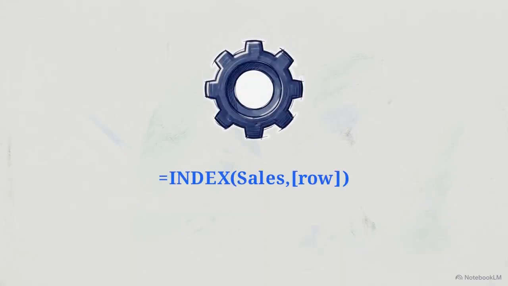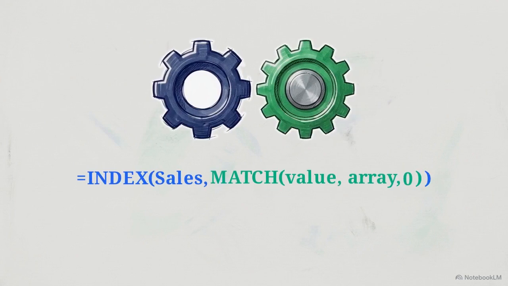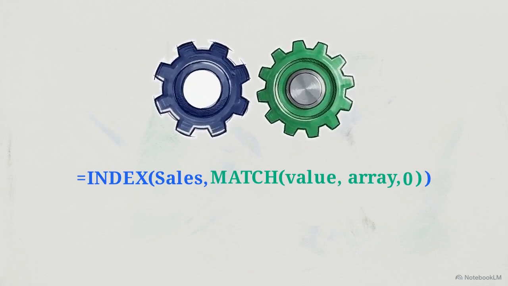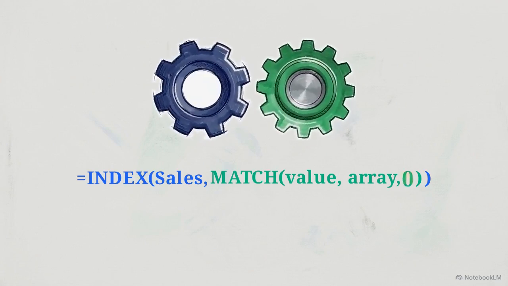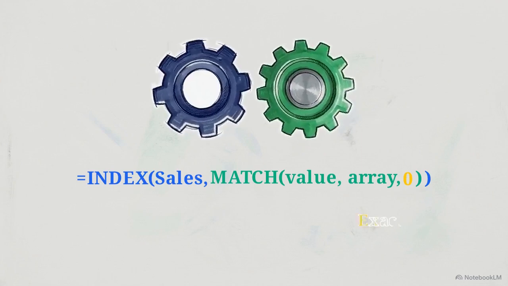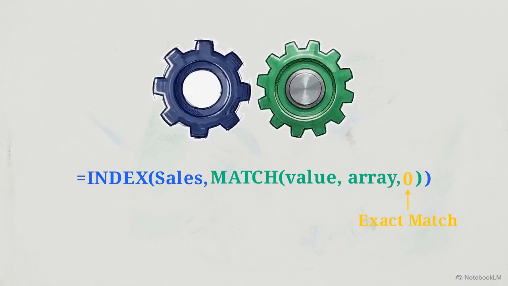We take our base index formula, and we swap out that manual row number for our dynamic match function. Match feeds the correct position directly into index. Notice the 0 at the very end of the match syntax. This tells Excel to look for an exact match. Forgetting to type this 0 is the most common reason these formulas return incorrect data.